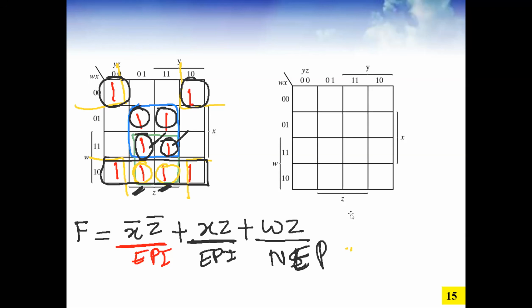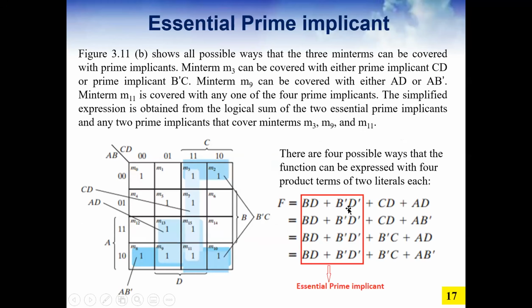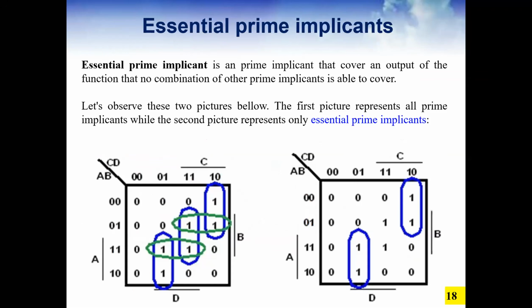We have 4 solutions, but in all 4 solutions B complement D complement is common. It is common basically. So it means it is an essential prime implicant and will always be there in my solution. Okay, this is again an example of an essential prime implicant. You can check.